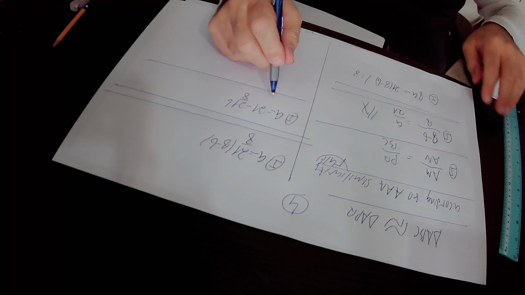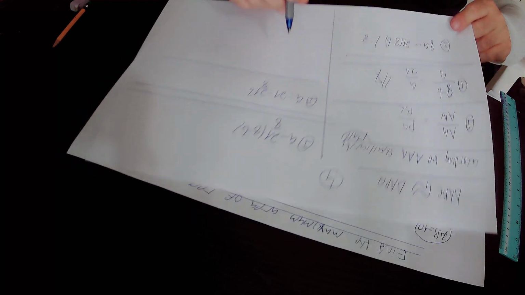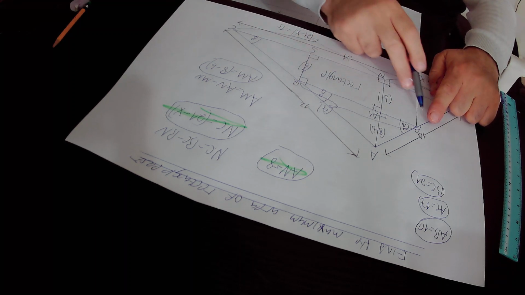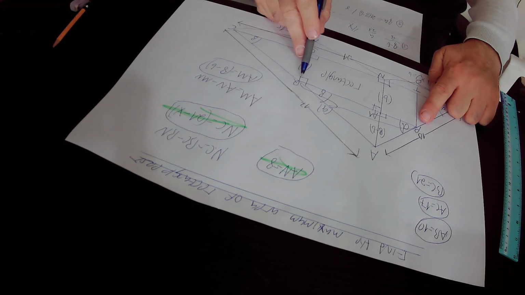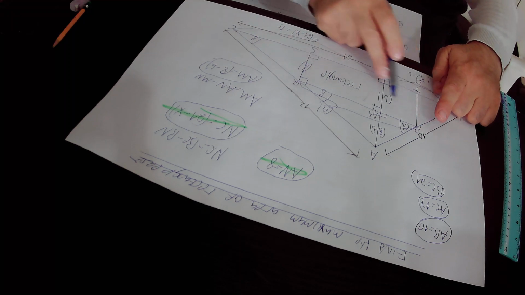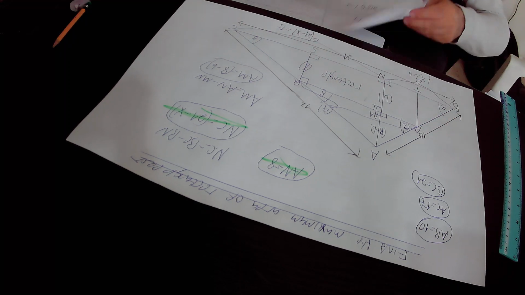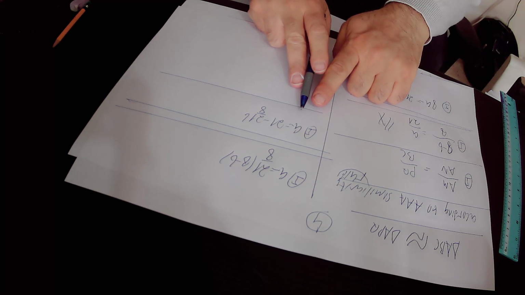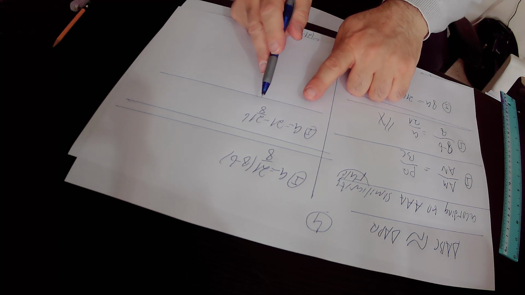A is actually the length of this rectangle PQST. So A is the length of this rectangle PQST, and we have an equation for the length of rectangle PQST: A equals 21 minus 21 times B over 8.